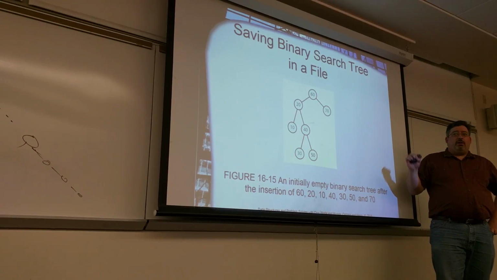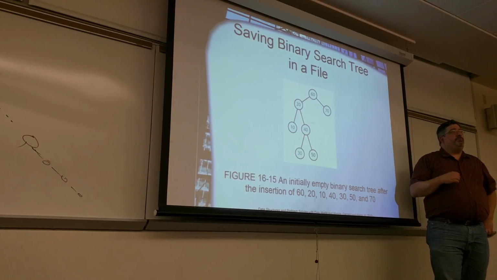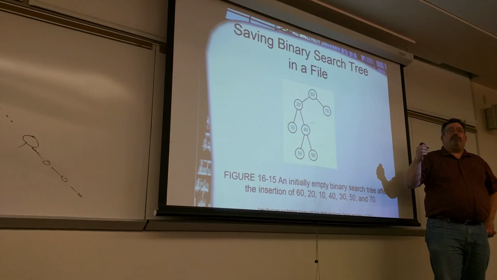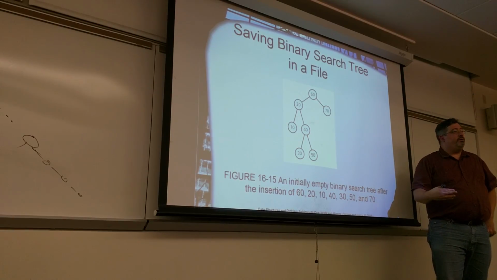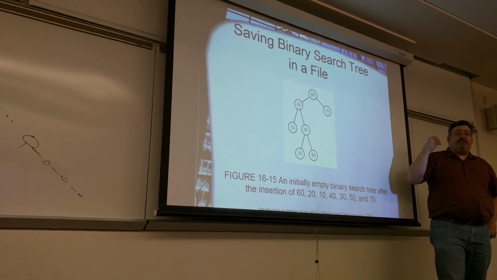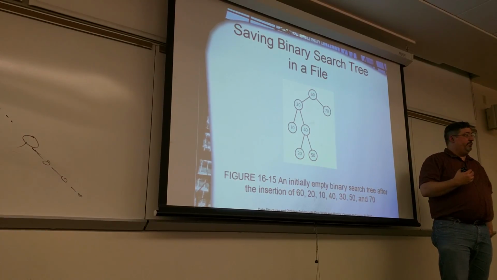One of the things you do not want to do when you save the tree structure to a file is save the pointers. Just save the values in the nodes, and do it as a pre-order traversal. When you read it back in, you can just use your same insert algorithm.